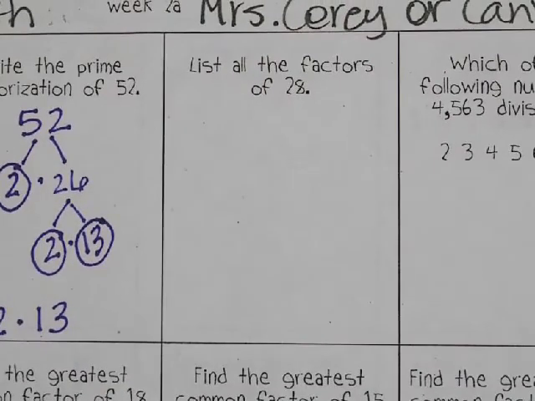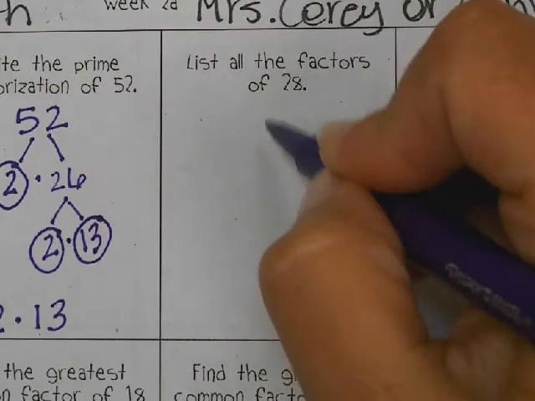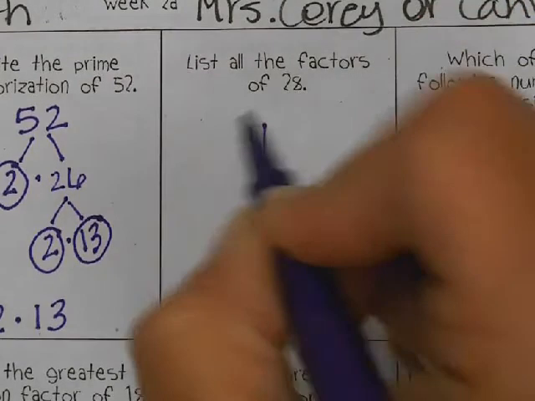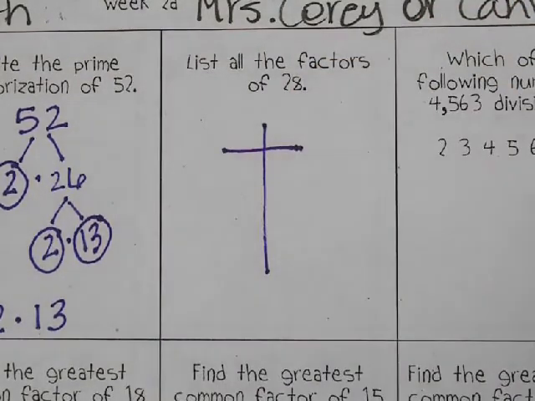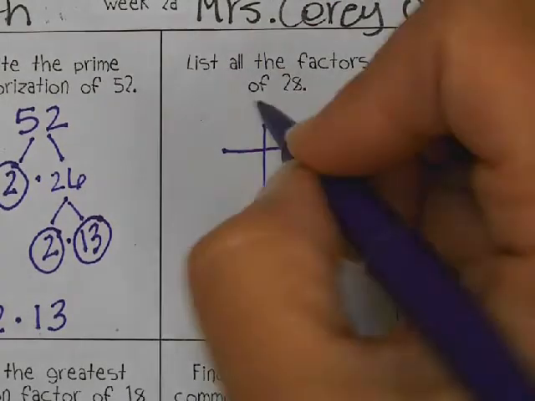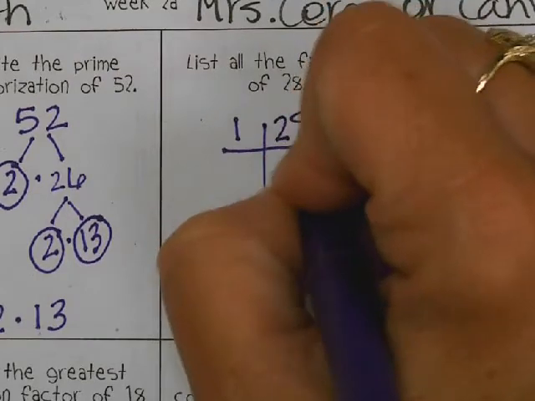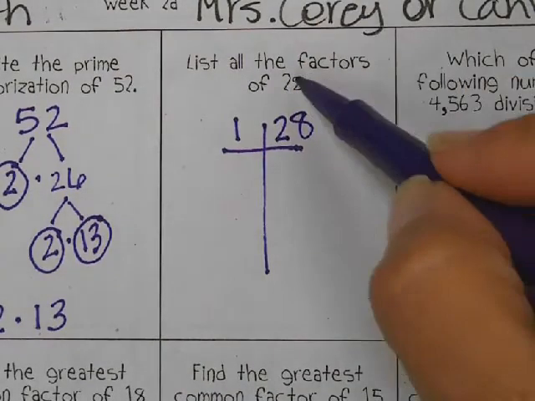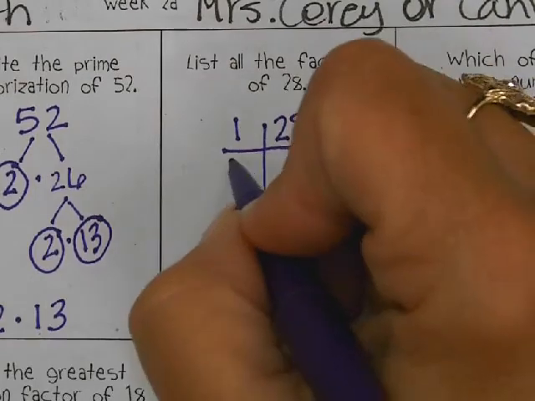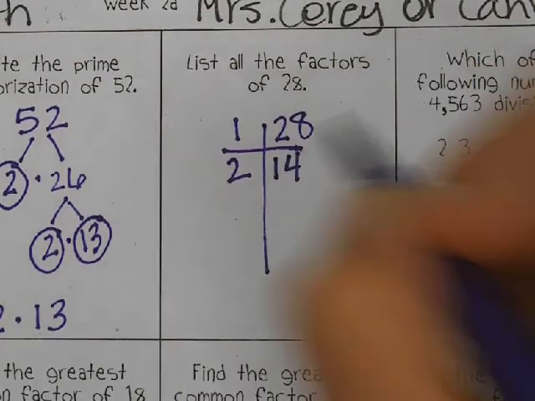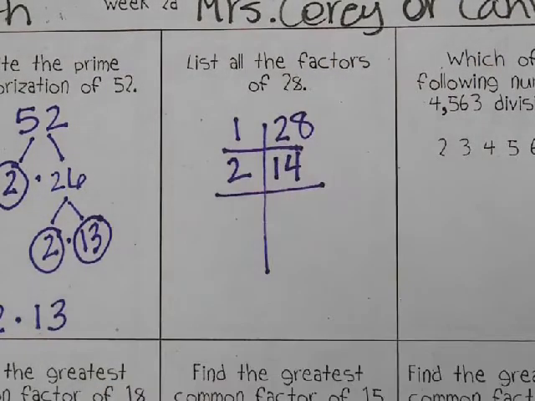Next box says list all the factors of 28. So factors, you can think of it as numbers you multiply to make that number. So I'm going to do this factorization, or this factor T-chart. So there's a couple ways you can do it. We'll do a factor rainbow this week as well, but we're going to use a T-chart. So the first thing I know is that 1 times 28 is 28. Again, I can look at 28 and know it can be divided by 2. So 2 times 14 is also 28.